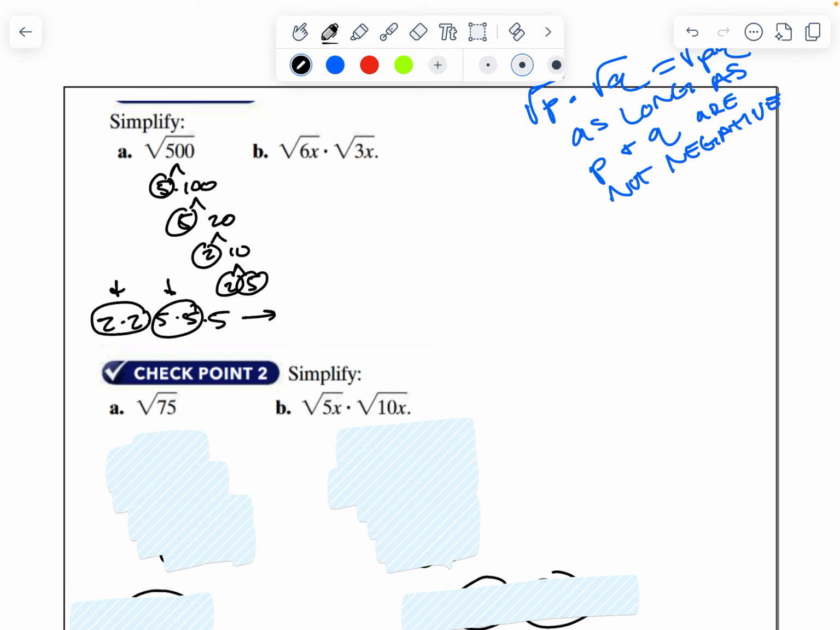When you set things out, if you have more than one thing outside, you multiply them. So 2 times 5 would be a 10 outside. This 5 right here does not have a buddy, so it has to stay inside.